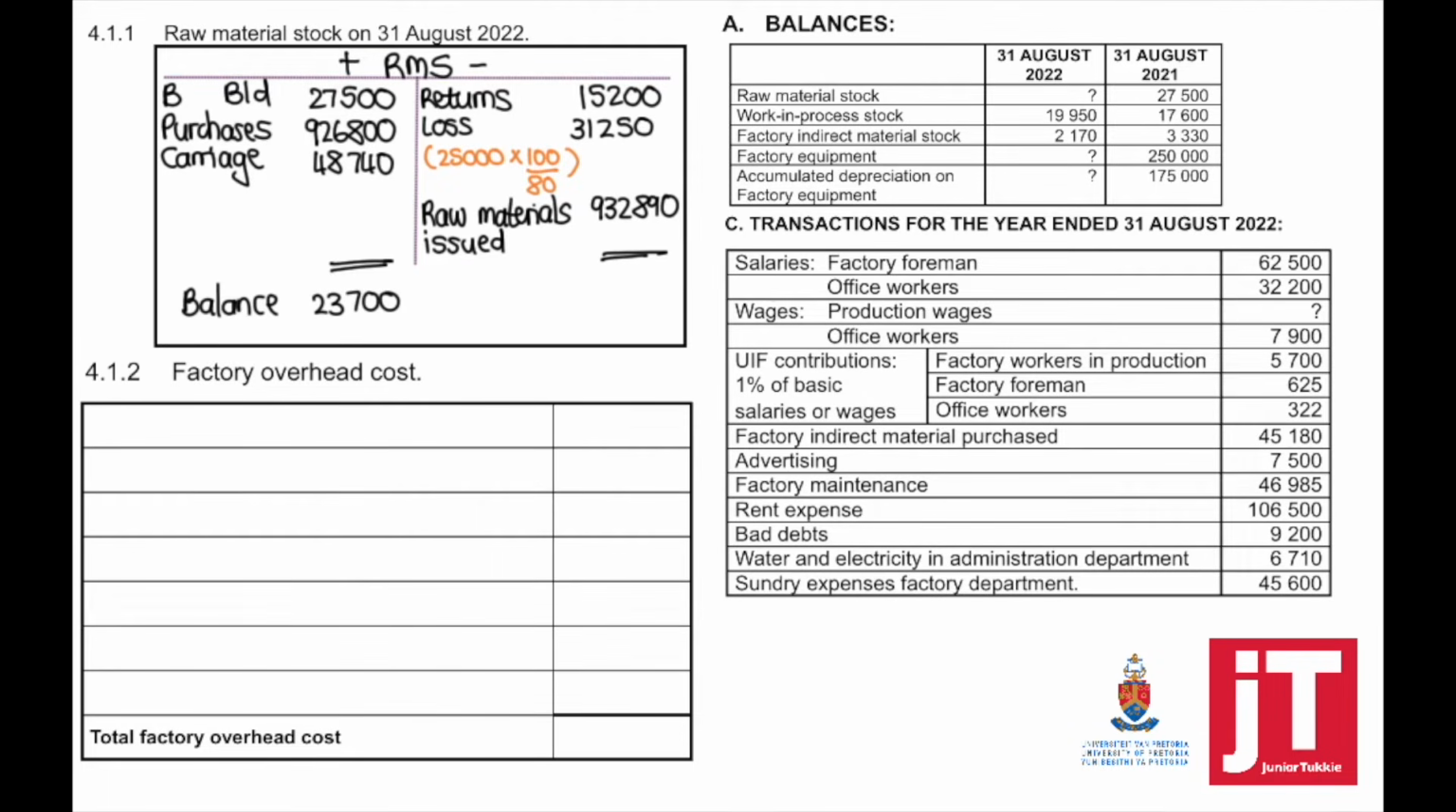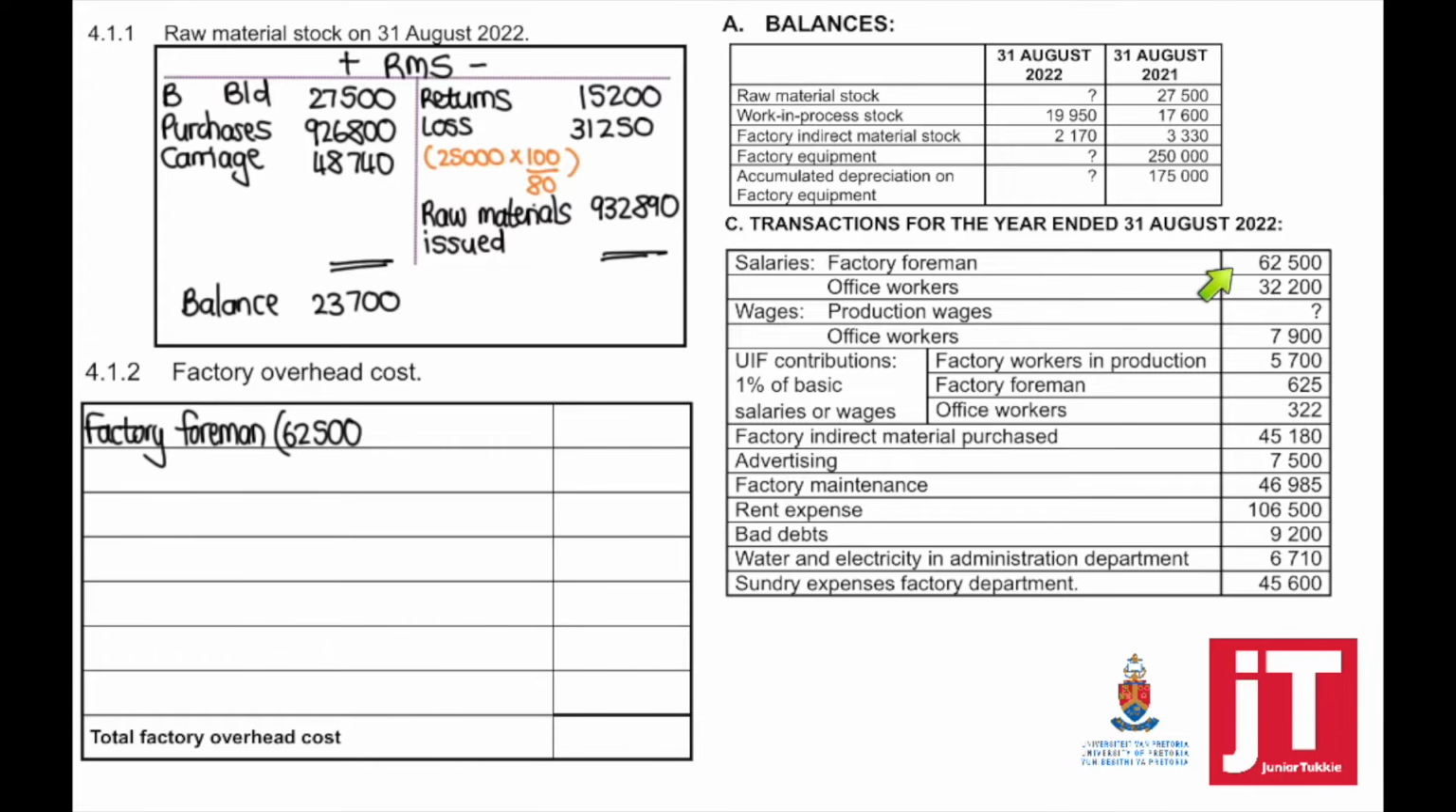Calculate your factory overhead cost, which means we need to look at balances and the transactions for the year ended 31 August 2021. Again, why am I looking at the balances? Factory indirect material cost. This is one that learners often forget. Whatever was left over at the end of last year must be added to our expense this year, whatever was left over at the end of this year must be subtracted because it doesn't form part of my expense for this year.